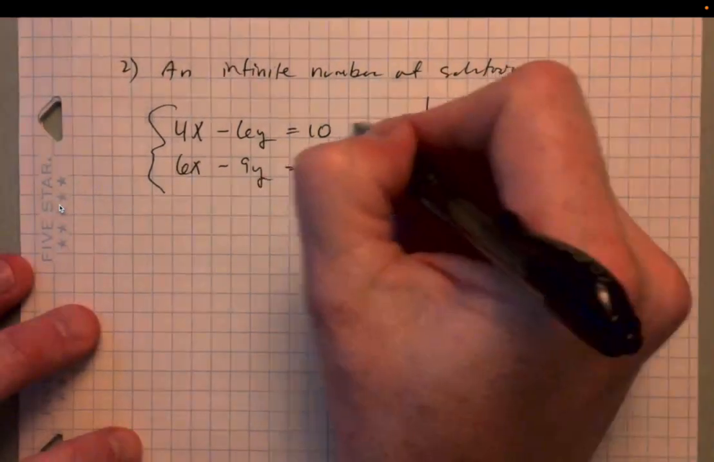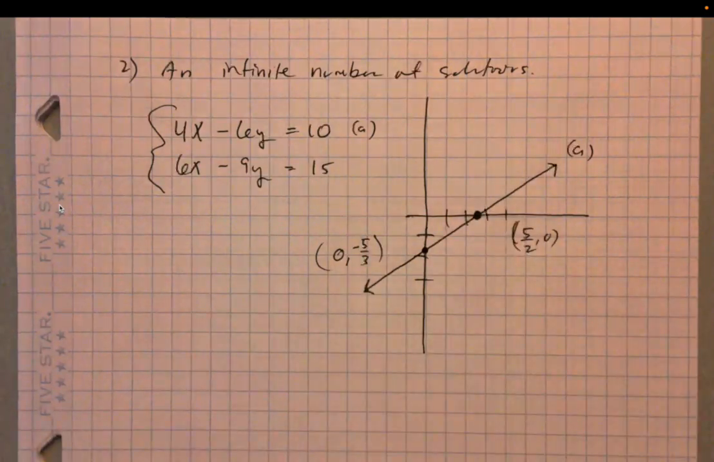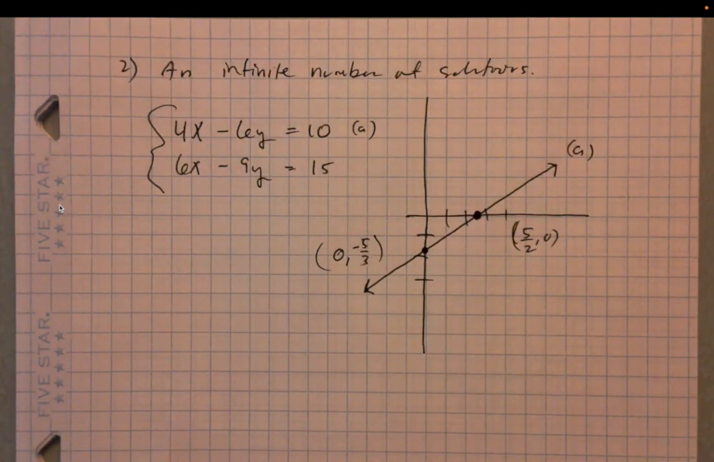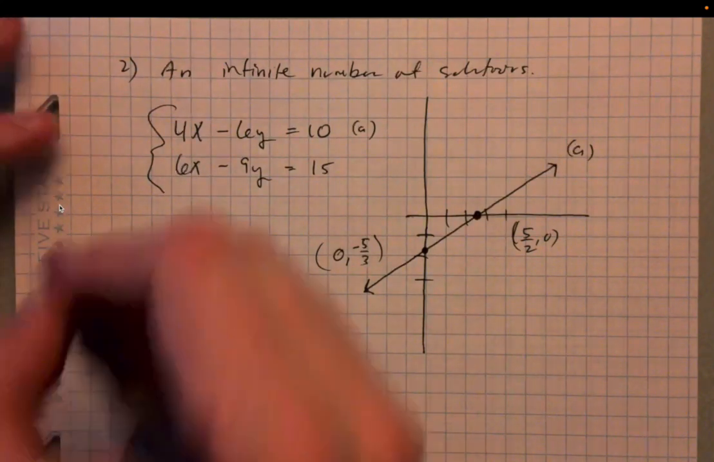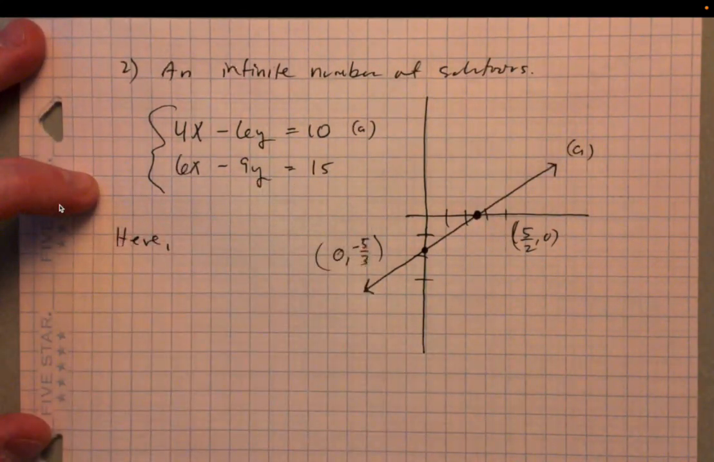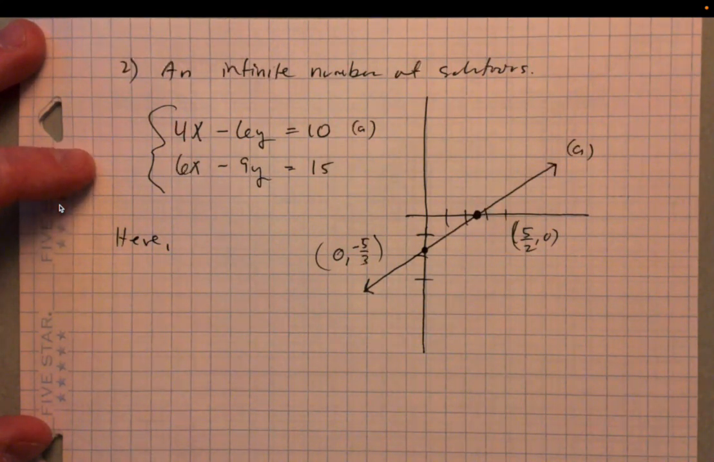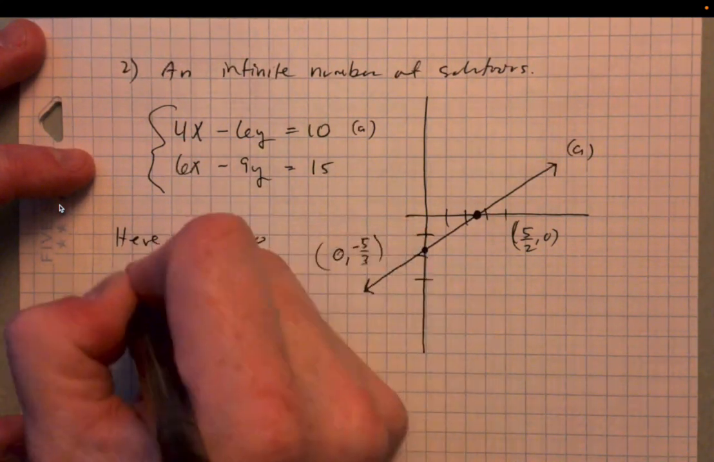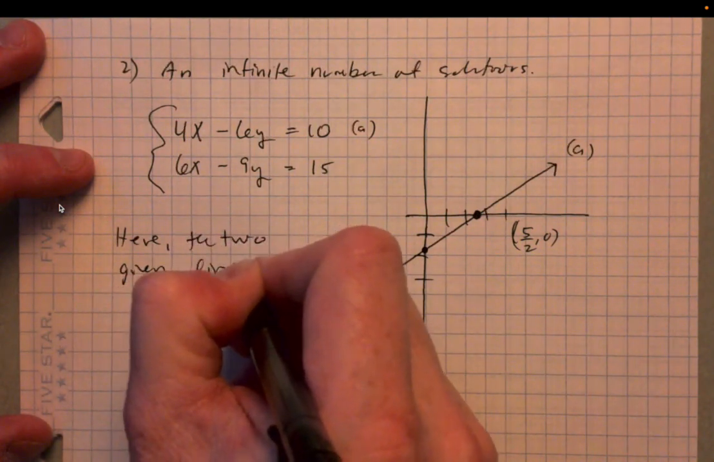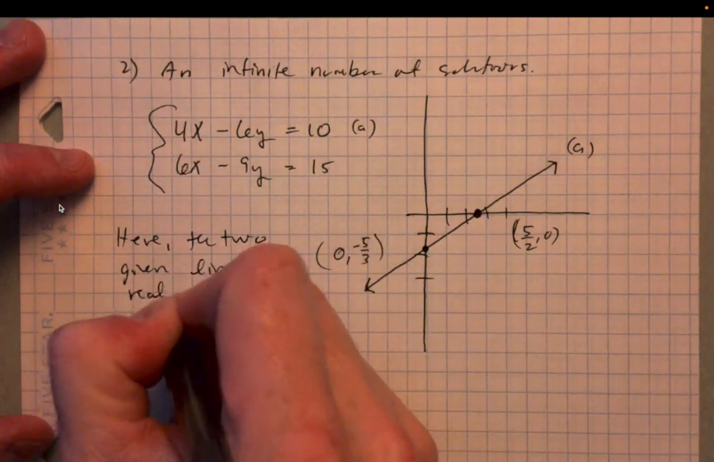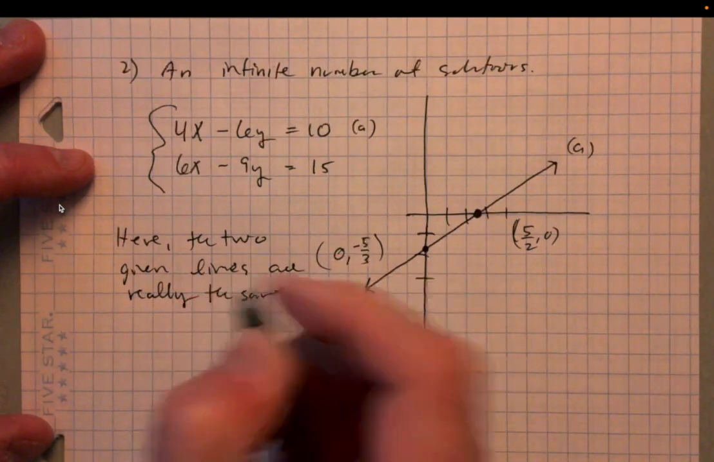So maybe this is line A. You can just do the algebra, put that equation into slope-intercept form, and plot these things really quickly. Now as soon as you go to line B and try to do the same exercise, you're going to discover that in fact these are really the same line. The two given lines are really the same line.